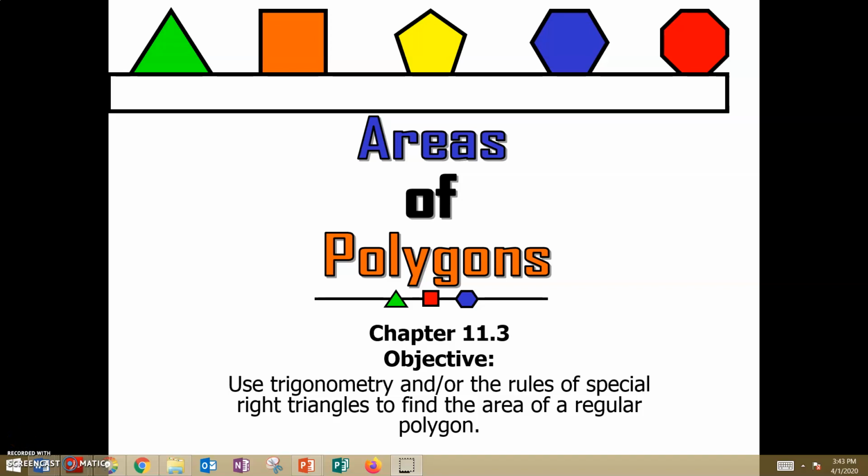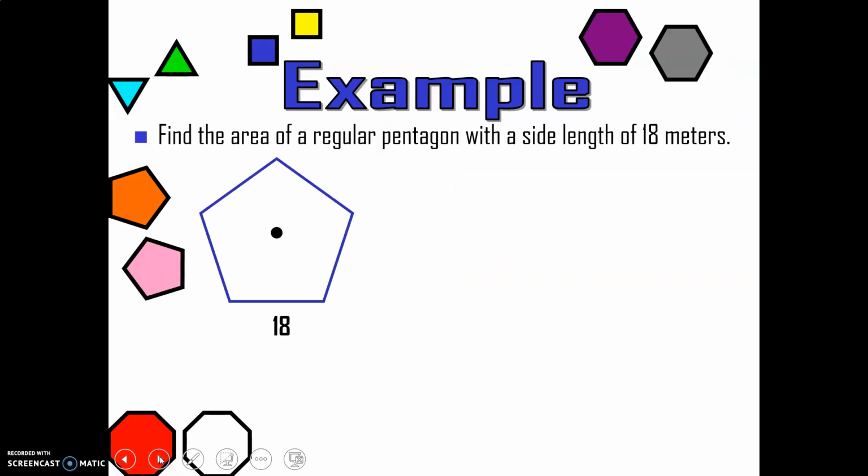Hi everyone. Today we're going to continue with chapter 11.3 and we're going to find the areas of polygons, but the focus today is going to be to use trigonometry and in some cases the rules of special right triangles to find the area of a regular polygon. So let's get started here.